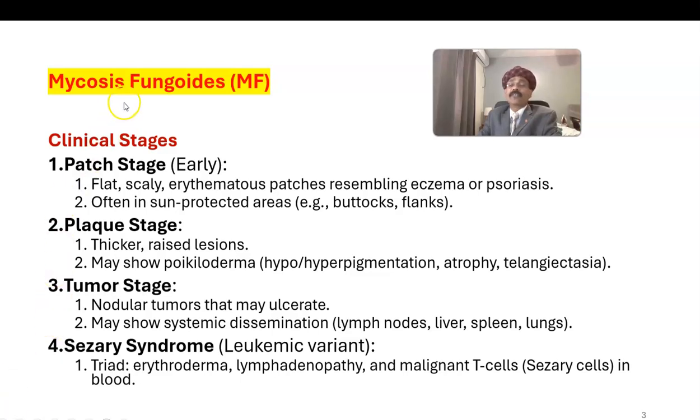So we have three stages. The earliest is the patch stage, then the plaque stage, then the tumor stage. And the malignant variety in the blood, like a blood cancer type, is Sézary syndrome, where you will get the atypical lymphocyte in the blood, or the Sézary cell in the blood.